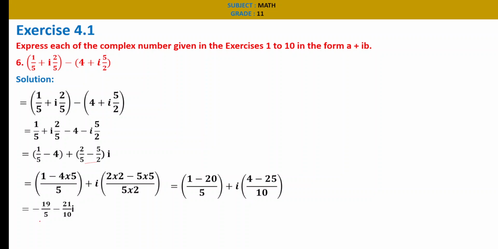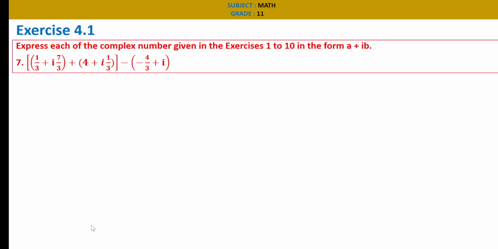So that is equal to minus 19 by 5 minus 21 divided by 10 i, which we can't simplify further. This is in the form of a plus ib, where a is equal to minus 19 by 5 and b is equal to minus 21 by 10.